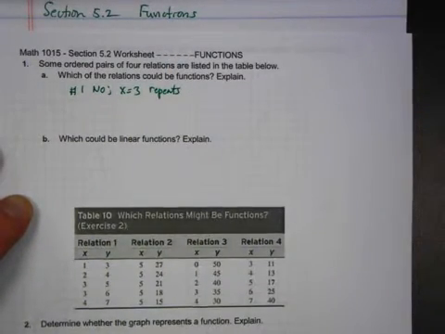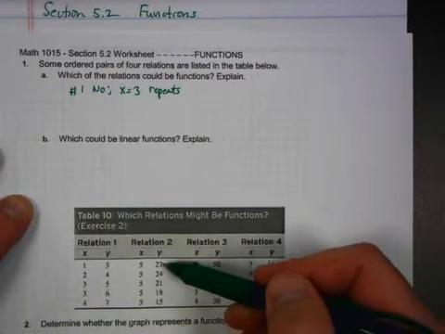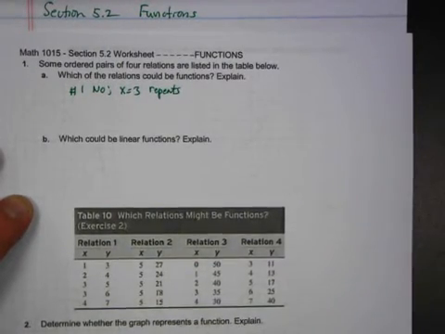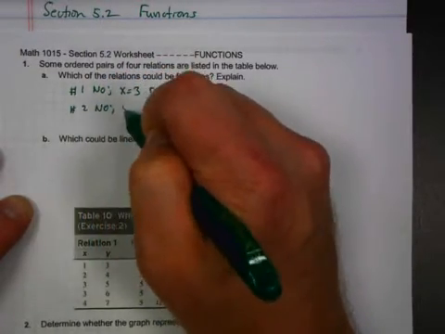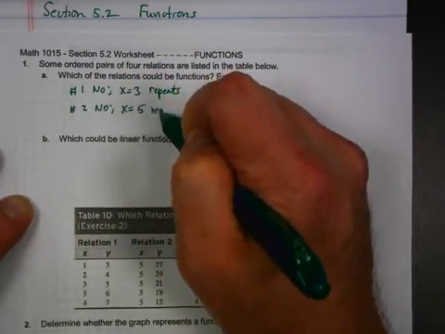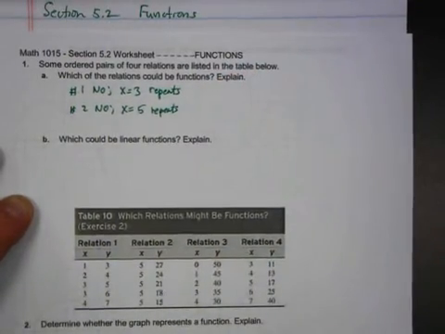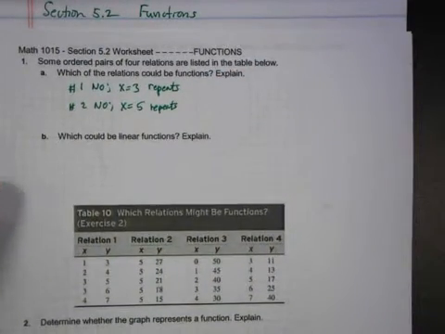What's wrong with number 2? They're all 5. 5 repeats over and over and over again, doesn't it? 5 has 5 different outputs. That's no good. So number 2 would be no. X equals 5 repeats. But 3 and 4 are okay. Why are 3 and 4 okay?